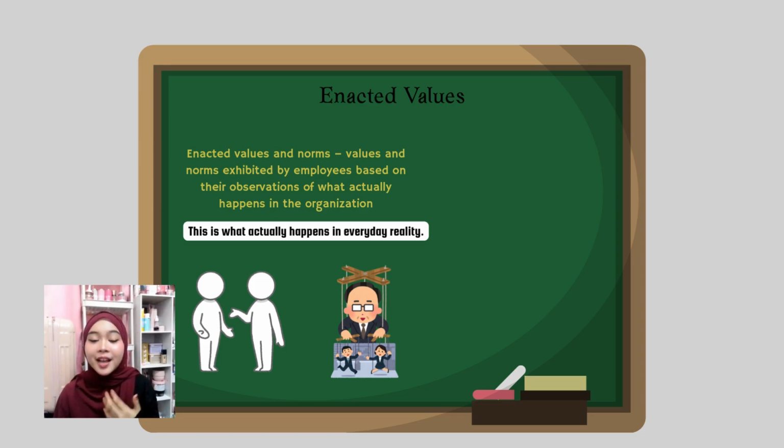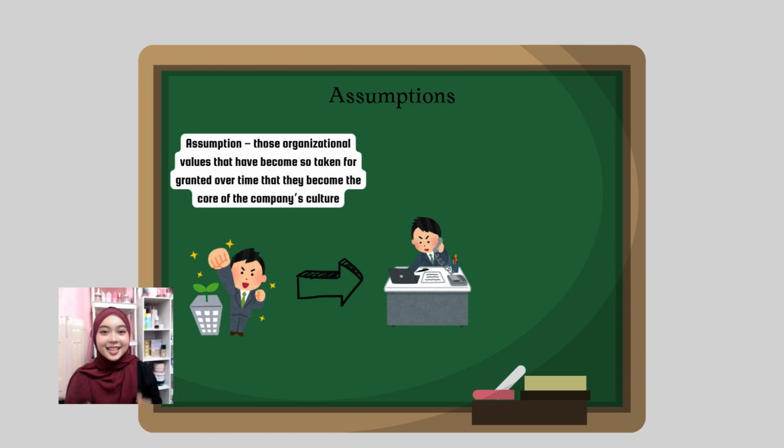For example, even if the company says that they value openness, employees are afraid to speak up for fear of retaliation. This shows whether the organization walks the talk or not.